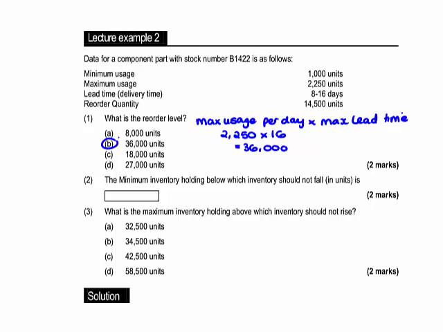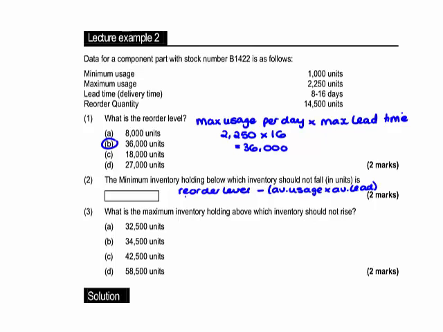In 2 then we were asked to work out the minimum inventory holding below which inventory should not fall. So the minimum level is that reorder level less the average usage times by the average lead time. And the clue then that we're using average usage and average lead time is we're saying that it should not usually fall below. So not that it could definitely not, but it's not usually going to fall below.